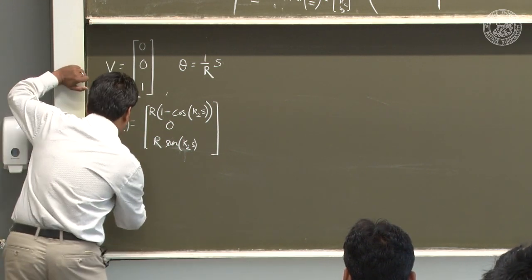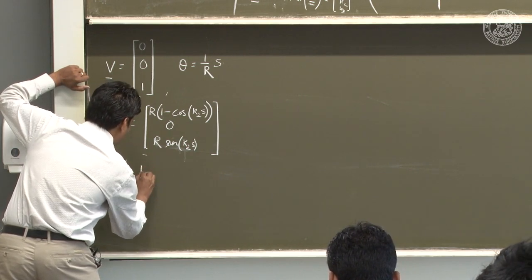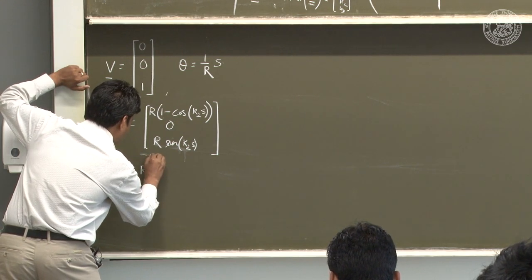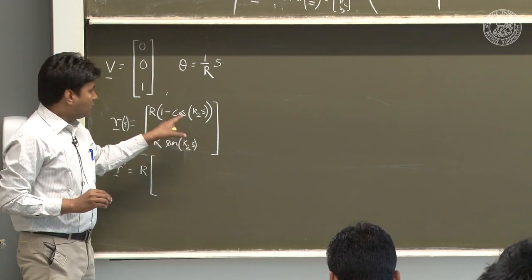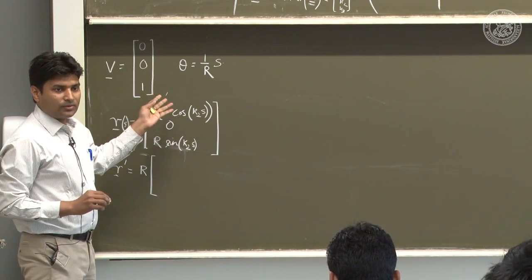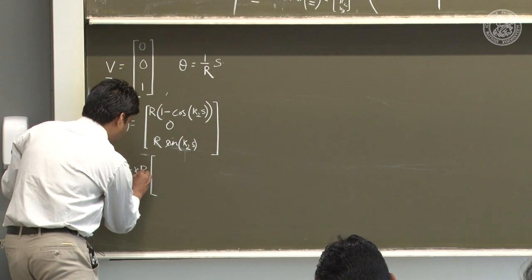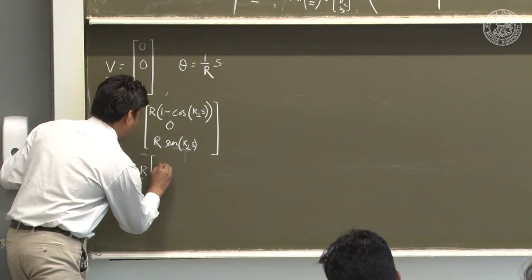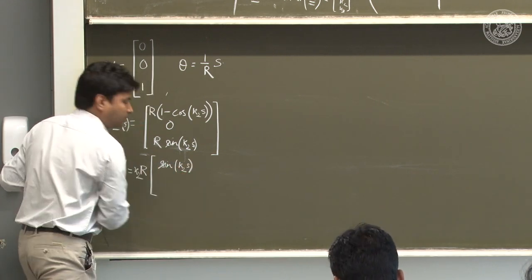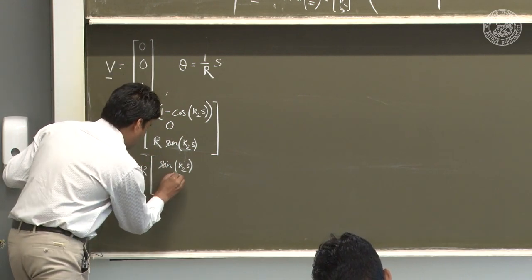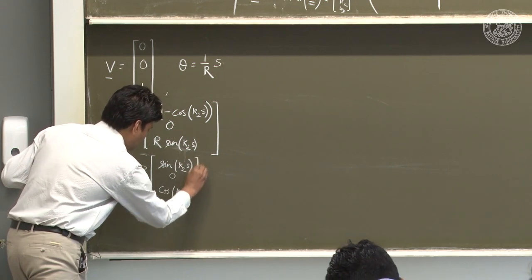So what's your little r prime? Big R comes in the front, and then you take the derivative. Cosine becomes minus sine, with the other minus it simply becomes sine, and K2 comes in the front. The last component becomes cosine of K2 times S.